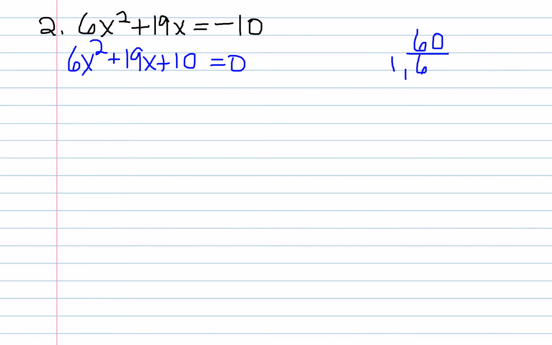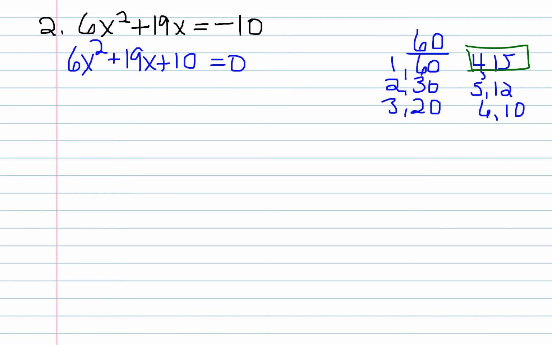It's 1, 60. You can go in order if you want. 2, 30. 3, 20. 4, 15. 5, 12. 6, and 10, and then we're back to the 12 and 5. Do you notice any yet that are going to work? We need two numbers that are going to add to give you 19. The pair would be 4 and 15, and they're both going to be positive.